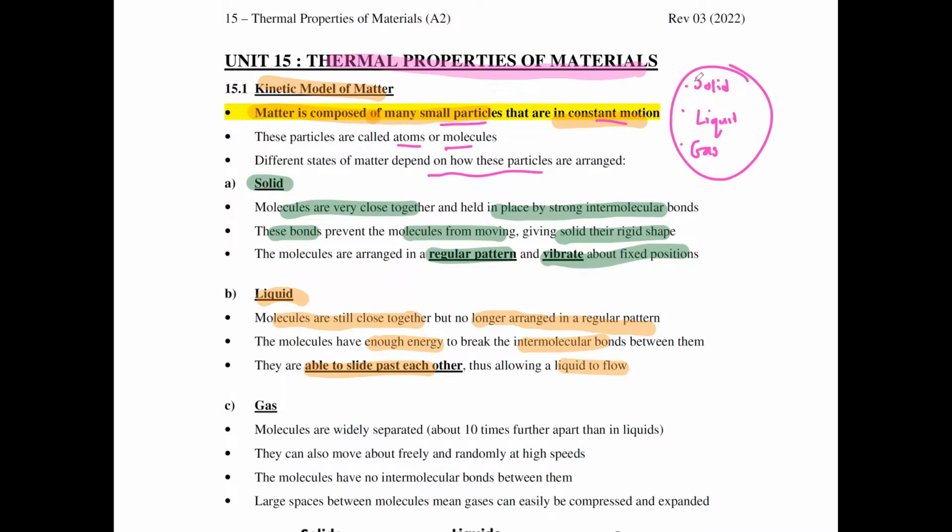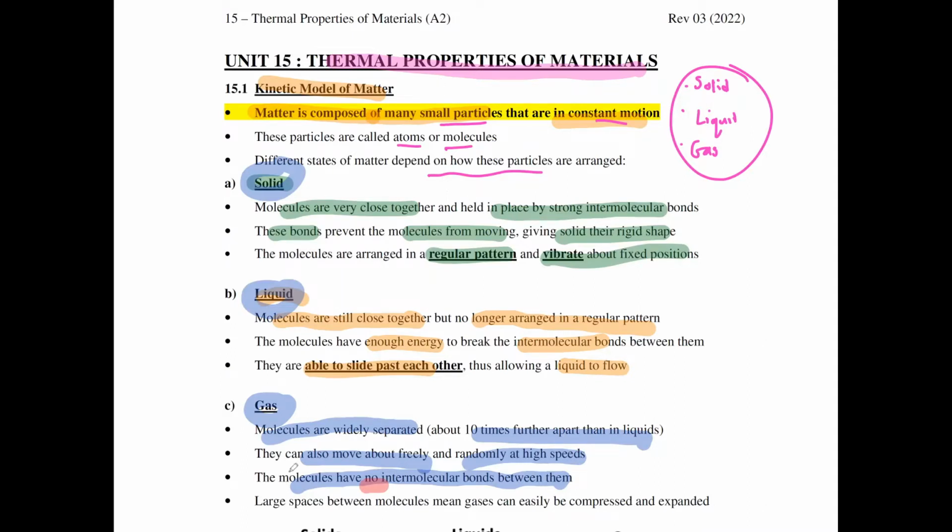And then the last one would be gas. For gas, the molecules are very widely separated, generally 10 times further apart than in liquids. They also move about freely and randomly at high speeds, and they have no intermolecular bonds between them. Solids have strong intermolecular bonds. Liquids have very weak intermolecular bonds that can be easily broken. For gases, they have no intermolecular bonds at all. So it's because of this that they can move freely and randomly.